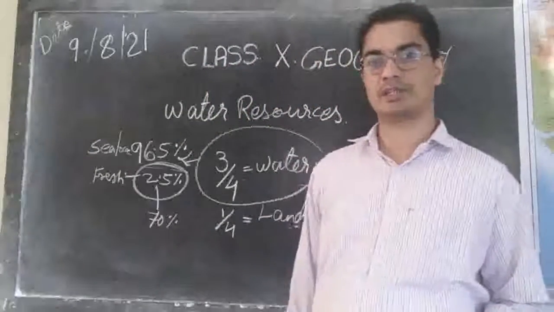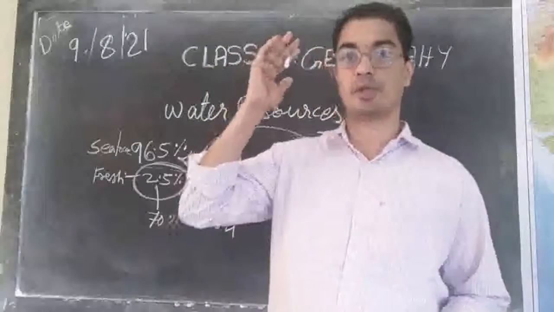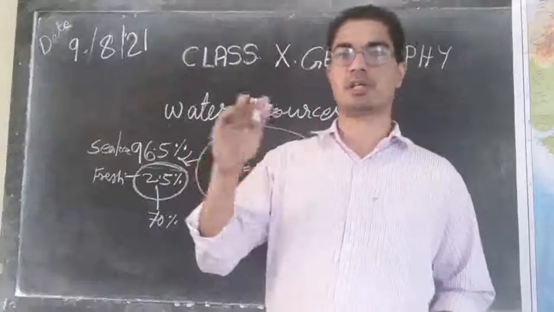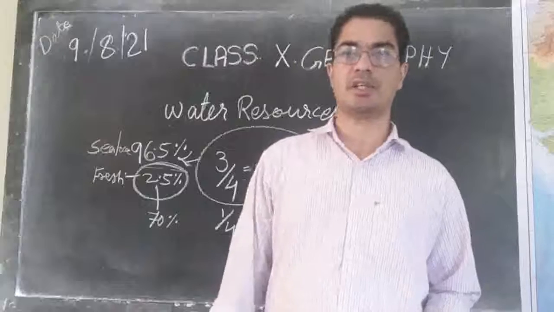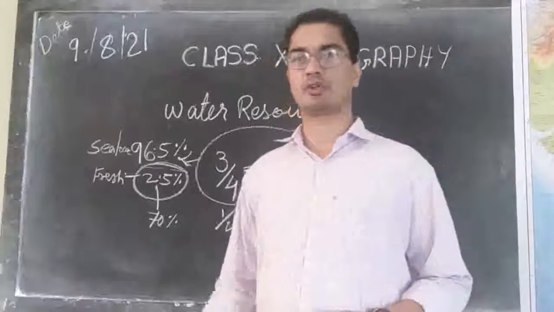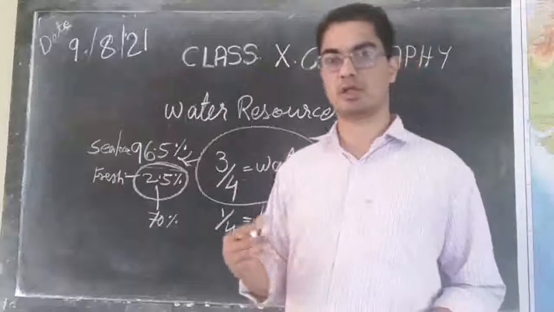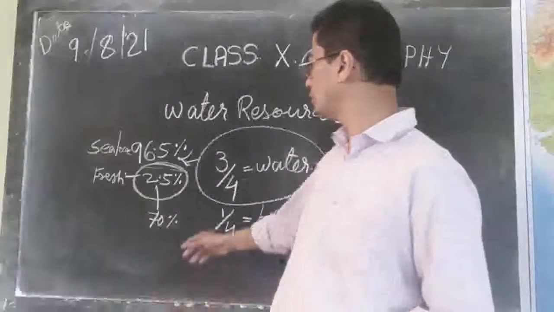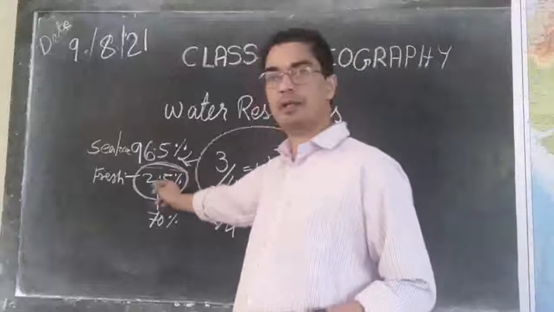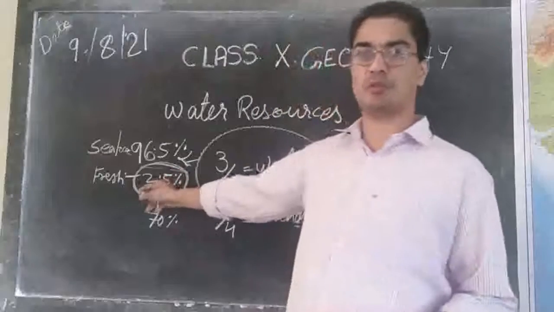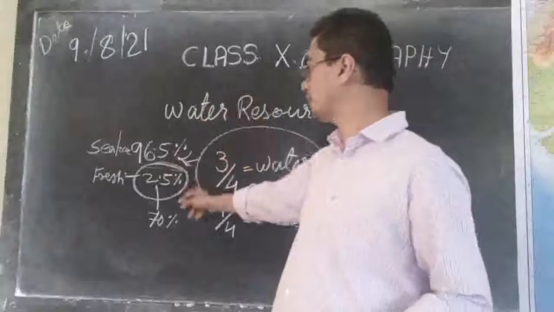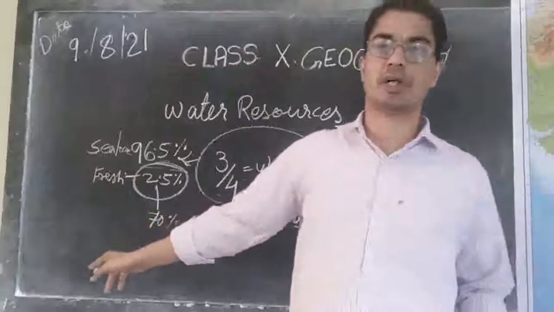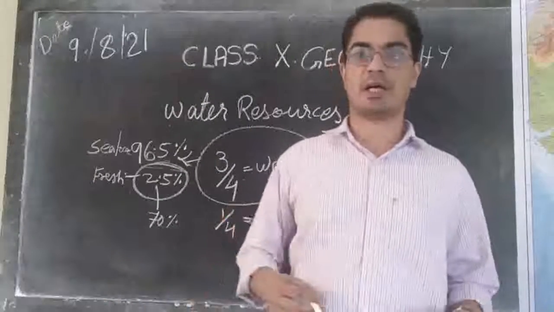Where do you find glaciers? On top of the high mountains where the temperature is very low, the mountains are covered with big ice sheets called glaciers, and also we find them in the polar regions, the northern pole or the southern pole. So again we have very little fresh water, just 2.5 of the total water, and of this fresh water again 70% is not available to us because they remain as ice.